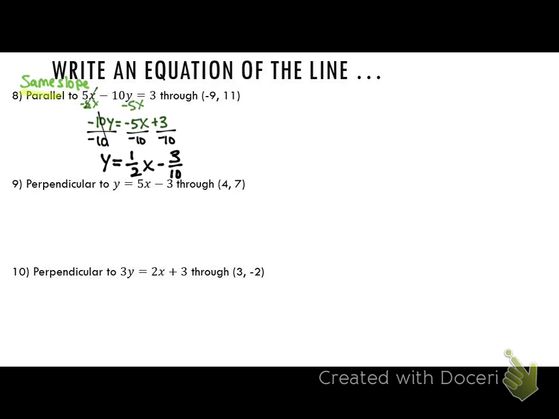So of this, we just needed to know the slope. What is the slope of our original line? 1/2. What is parallel to 1/2? 1/2. So our slope will be 1/2, and then we have this point. So we're going to plug our slope and our point into point slope formula.